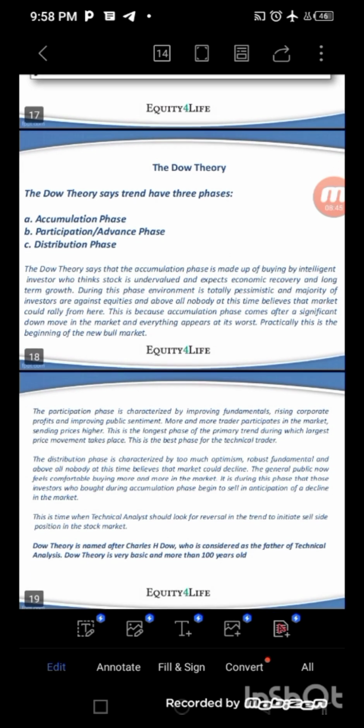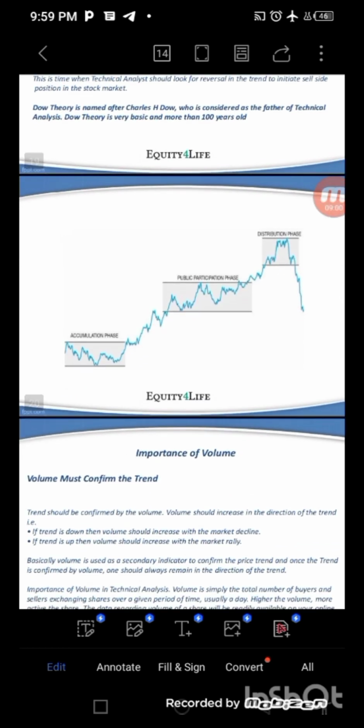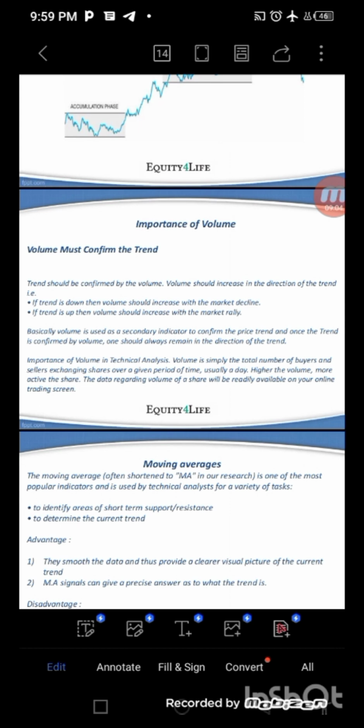This is the theory formulated by Dow, the Dow Theory. A trend has three phases: accumulation phase, participation phase, and distribution phase. So this was the theory. There's not so much of it. So let us go on. I hope you guys are following me.